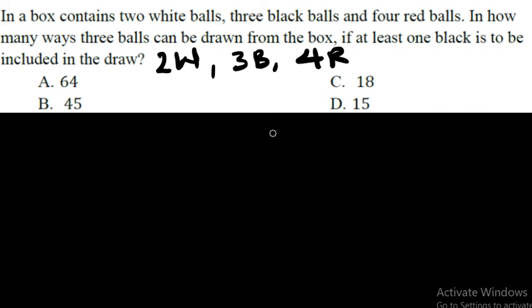So in how many ways can 3 balls be drawn from the box if at least 1 black ball is to be included? The word is "at least", remember. At least 1 black means 2 black is okay, 3 black is also okay. At least one black means one black and the other two can both be white, or both red, or one white and one red, it's okay. Or 2 black and 1 white or 1 red, it's okay.